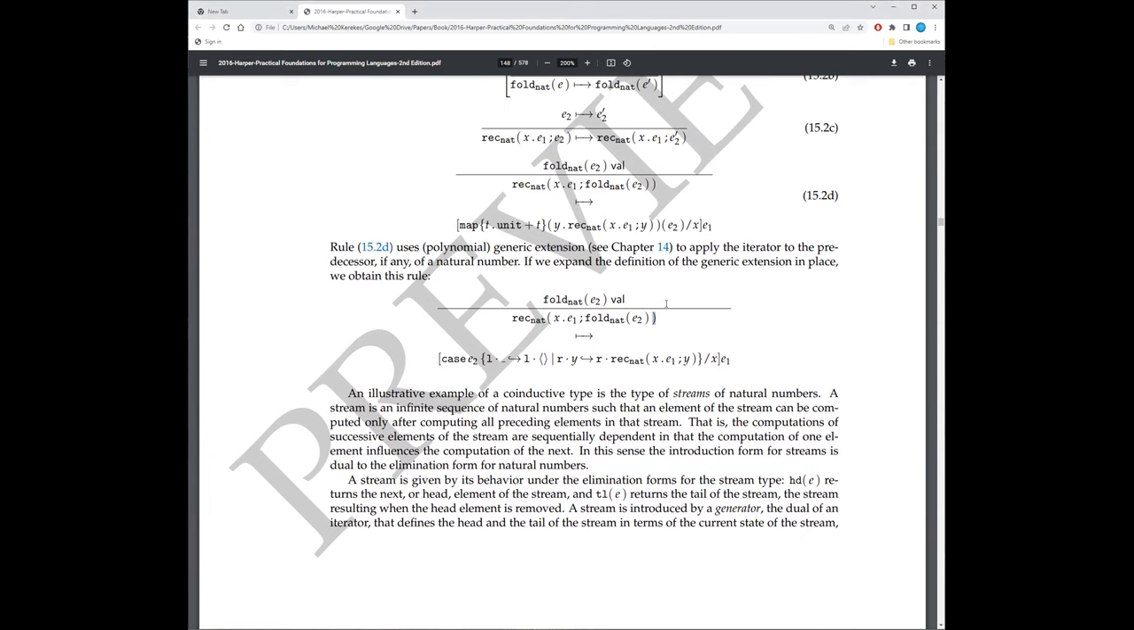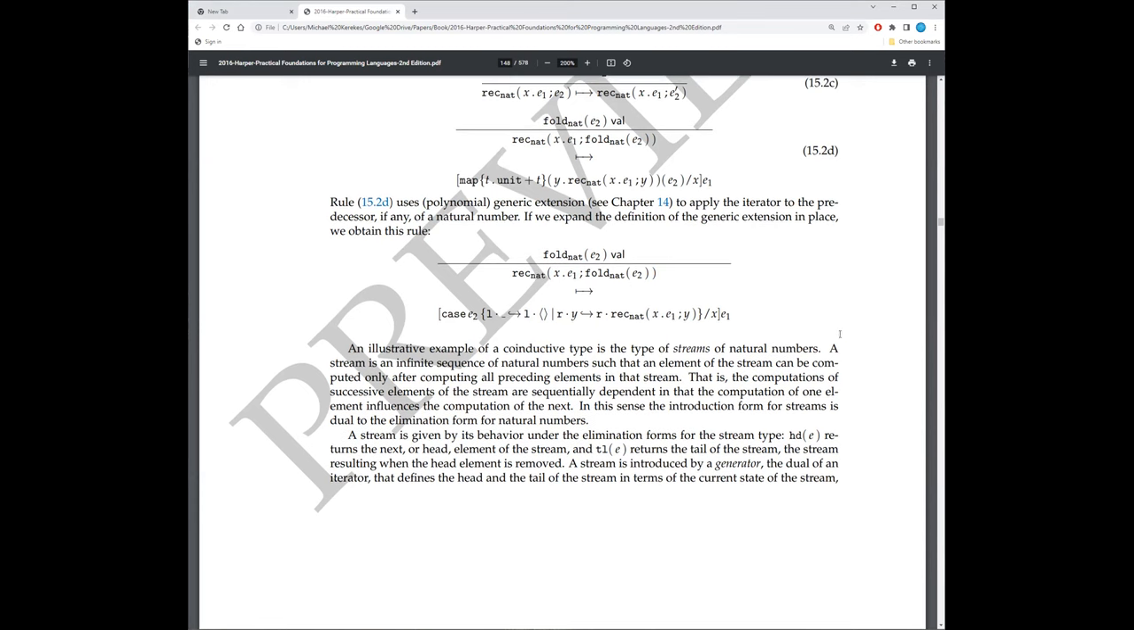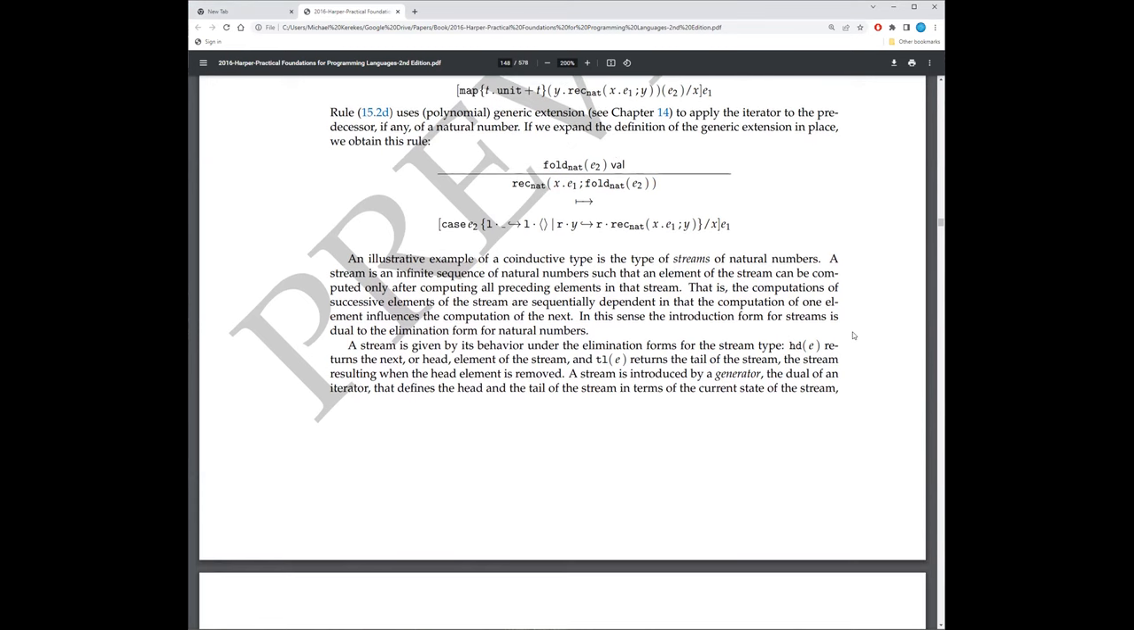Okay, so what does this thing say here? Oh, right. If we have a natural number defined by fold, then we can take recursion over that and do pattern matching or whatever and get the result. Yeah, this is just an iterator. Okay, and so the illustrated example of a coinductive type is a stream, and a stream is just an infinite list of numbers. And I guess the interesting thing is that you can only look at an element if you've already looked at all the previous elements.